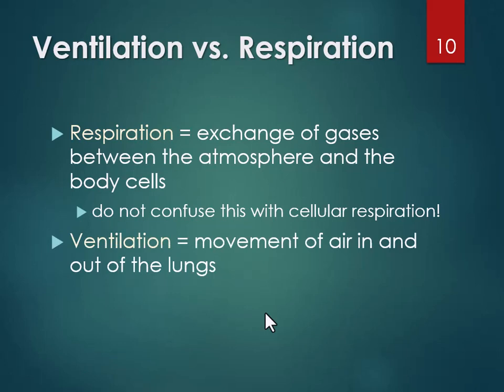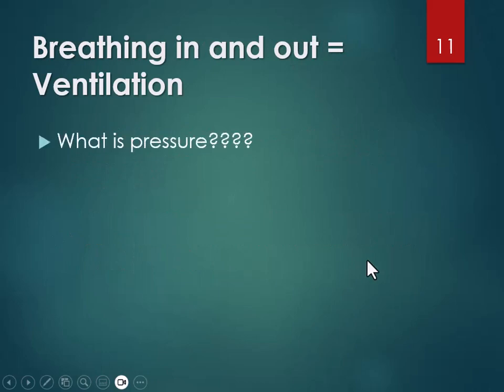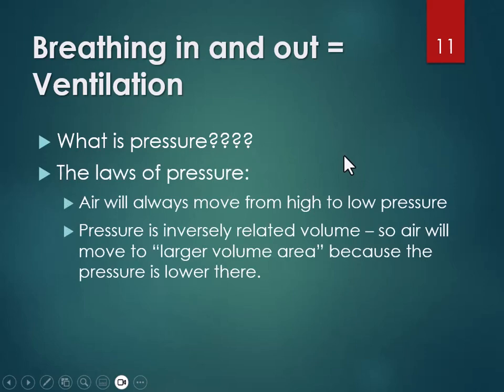COPD, asthma, allergies sometimes inhibit ventilation because your tubes get plugged up or clogged with mucus or inflamed or they're constricted or whatever. All respiratory problems are divided kind of into either a respiration problem or a ventilation problem. Ventilation we can measure, and I will talk about that here, and you're going to do that in lab. All right, so how do you breathe in and out? Basically, air goes from high to low pressure.